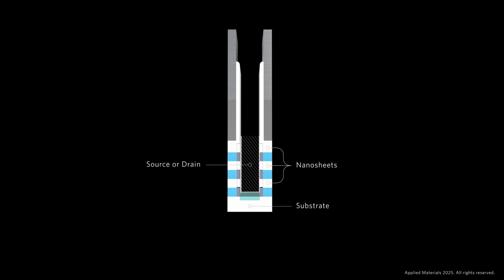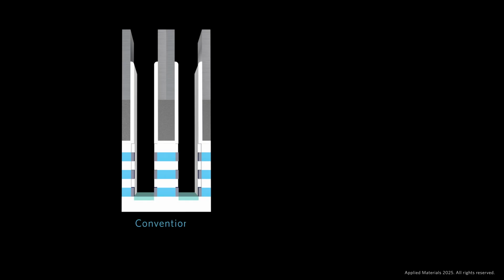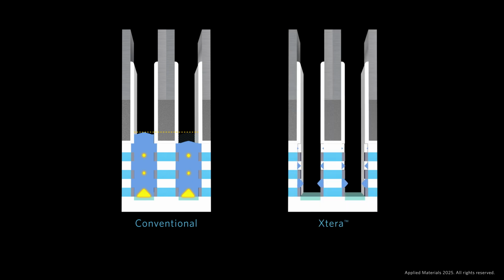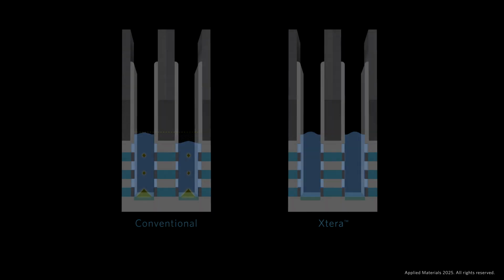Introducing the Applied Centura Xtera Epi system, a materials engineering innovation that addresses the unique challenges of creating a gate-all-around transistor source and drain. Using conventional epitaxy can lead to voids and uneven epitaxy growth across trenches. These voids and different heights in the source or drain epitaxy negatively impact transistor performance and reliability. Filling the same trenches using the Xtera epitaxy system enables void-free and uniform sources and drains for maximum chip performance.